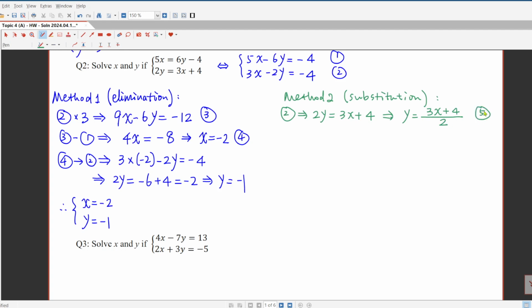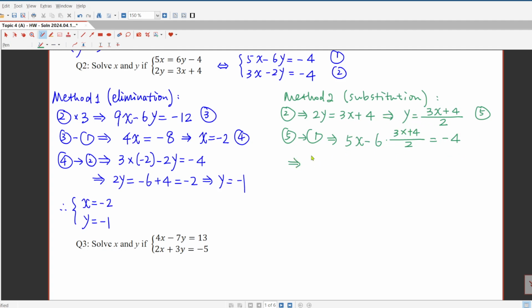And let's call this number 5 because 1, 2, 3, 4 has already been used. Then put equation number 5 into the other equation which you have not used yet, which is equation number 1 in this case. And we have 5x minus 6y, which is 6 times (3x plus 4) over 2, equals negative 4, right? And therefore, as you can see here, basically you have an equation and only one variable there. You somehow eliminate the variable y, right?